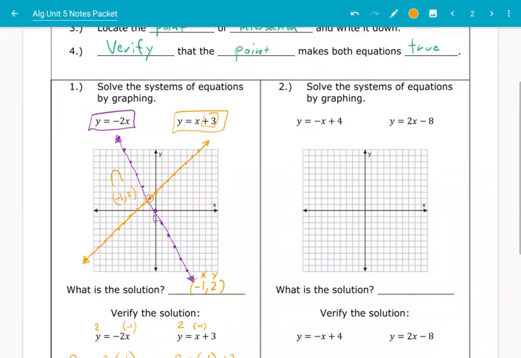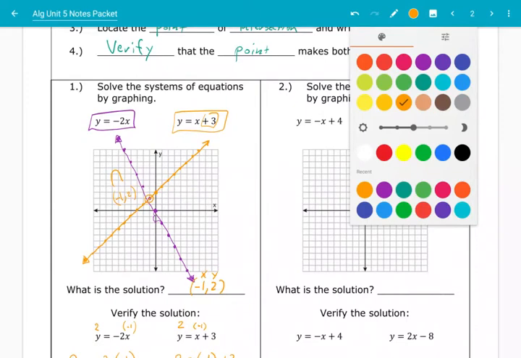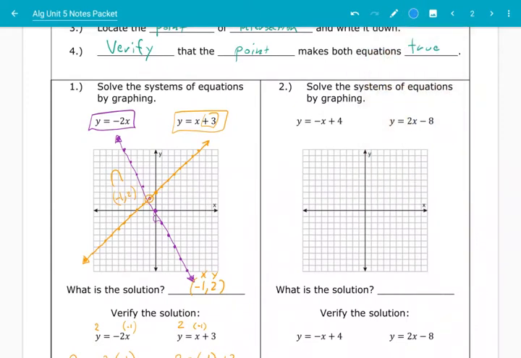Let's do a different one. Let's go over here. Let's solve the system of equations by graphing. All right, let's plot this one. Here's my b value. Begin with b. 1, 2, 3, 4 right there. And then move with m. My m is minus 1. So I'm going to go down 1 and over 1. So this is a negative slope. Go down like this.